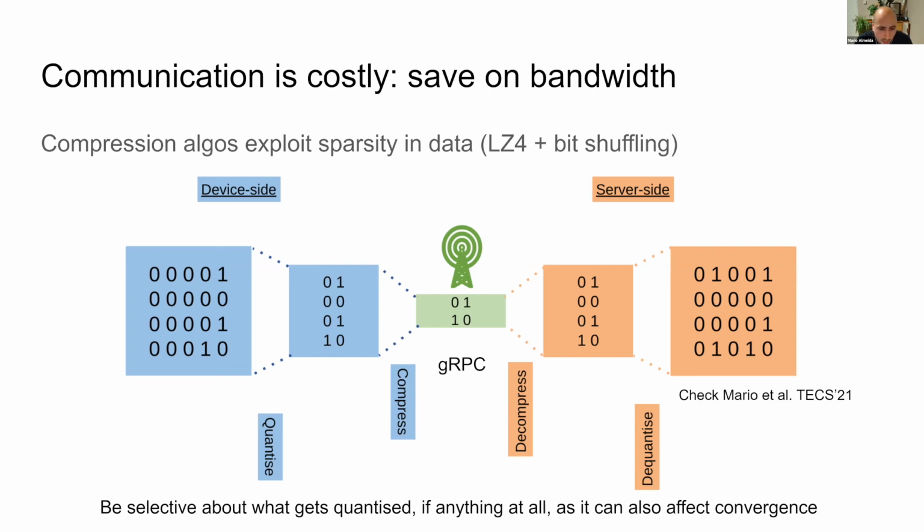Now, with quantization, we also need to be very careful, because if you quantize your data, it will most likely affect your convergence as well and the performance of your training. So typically, you should try to go first for smaller reductions in precision. For example, from 32 bits to 16 bits, maybe it's still acceptable and might not affect your performance that much.